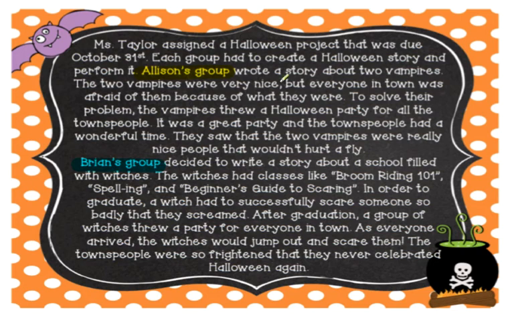Allison's group wrote a story about two vampires, which was different than Brian's group, who wrote a story about a school filled with witches. So witches and vampires, two different things. Allison's vampires were nice, but everybody in town was afraid of them. So that's one thing.